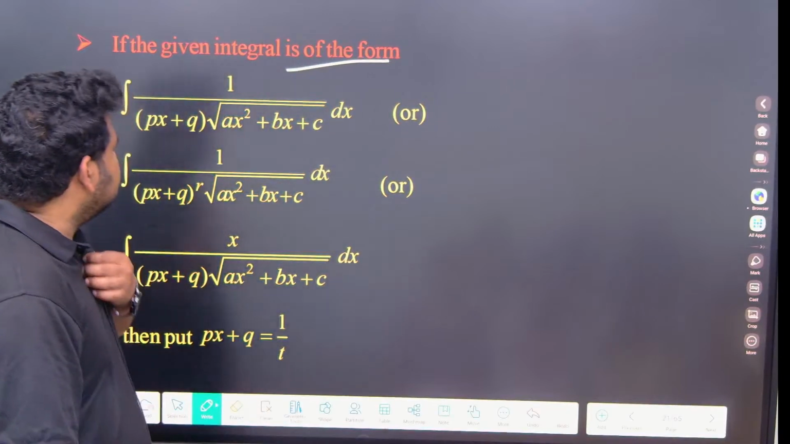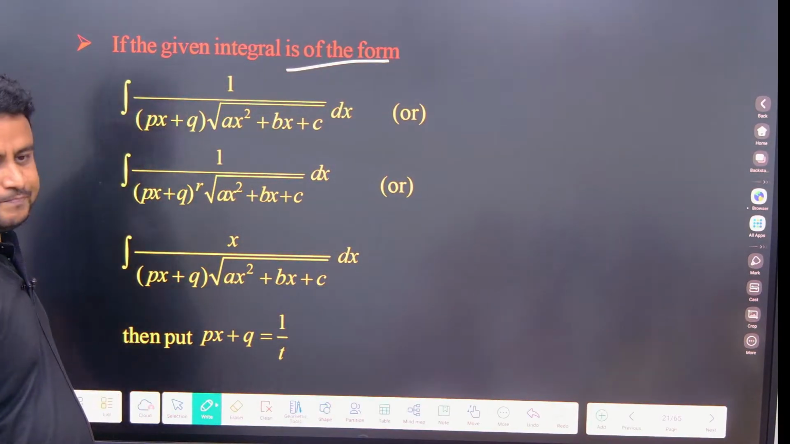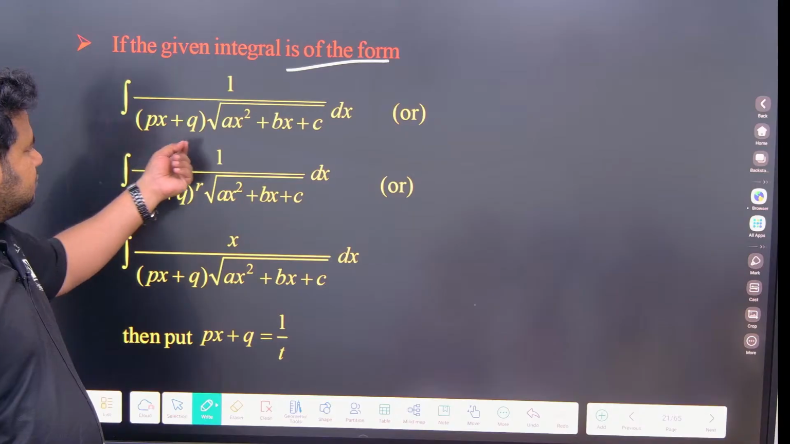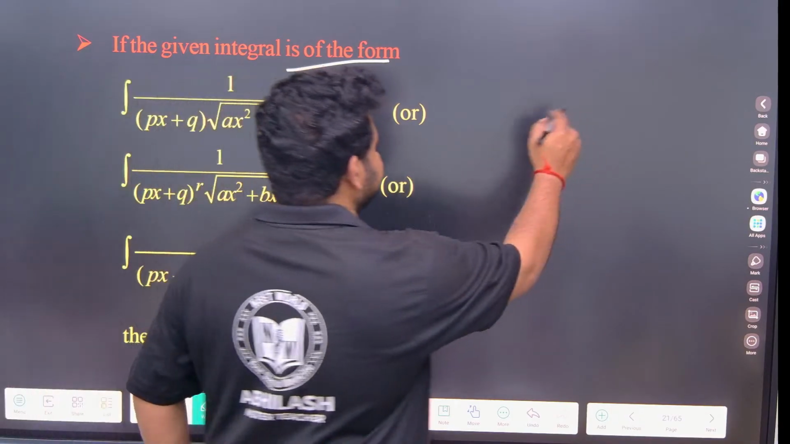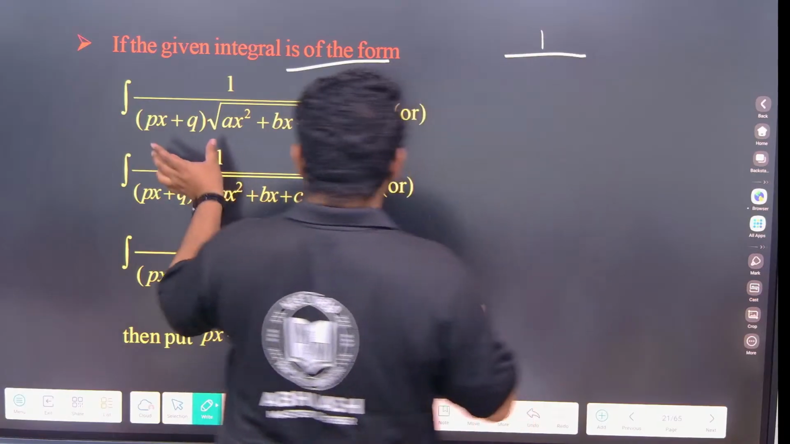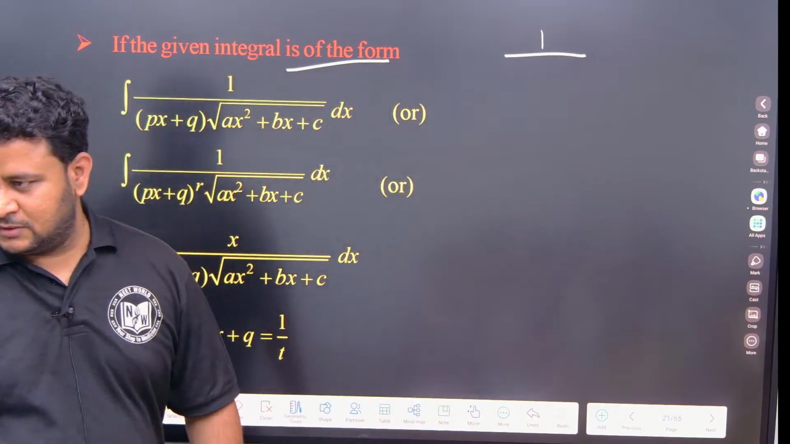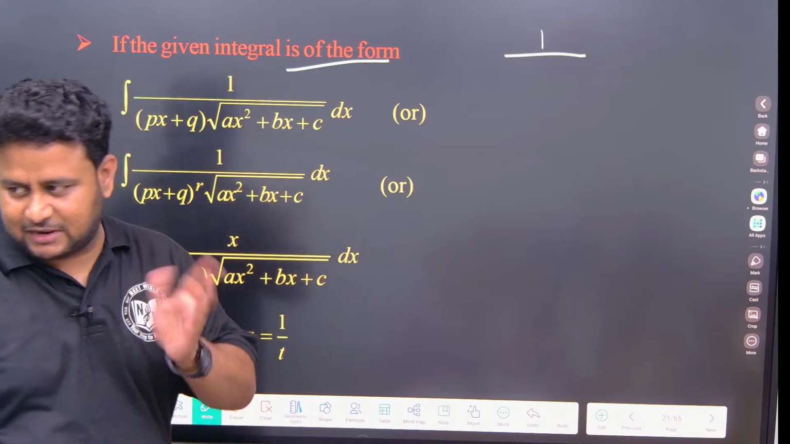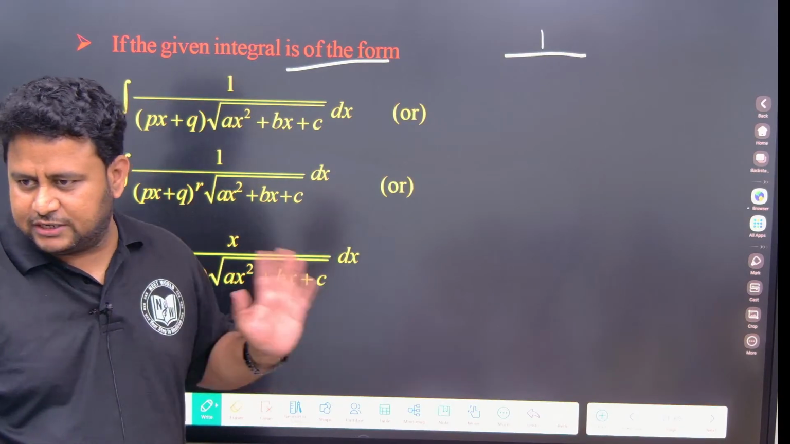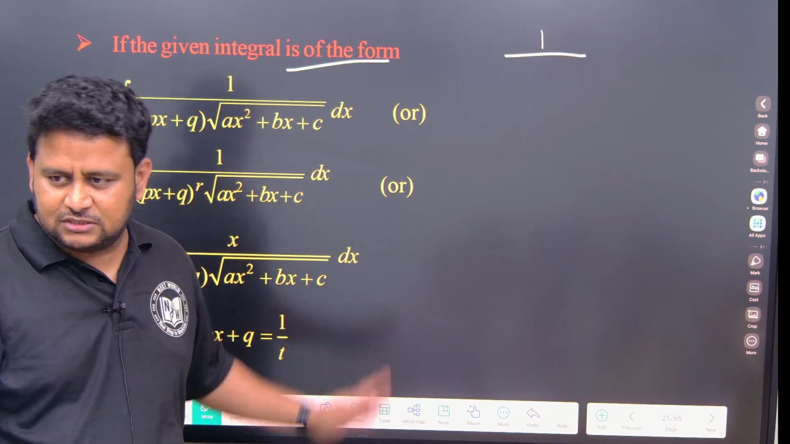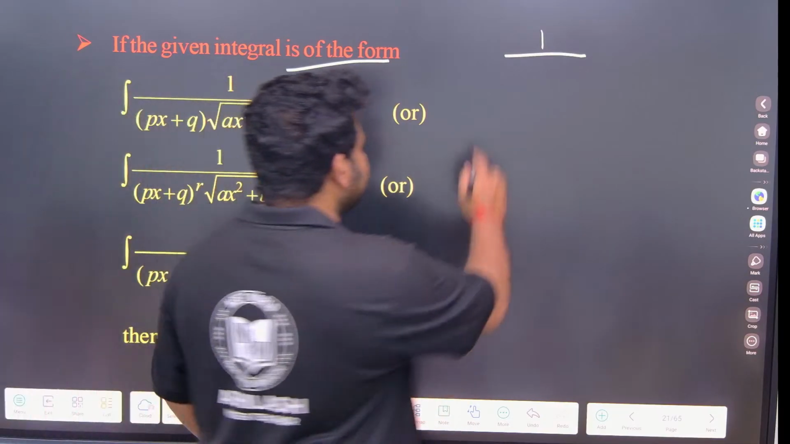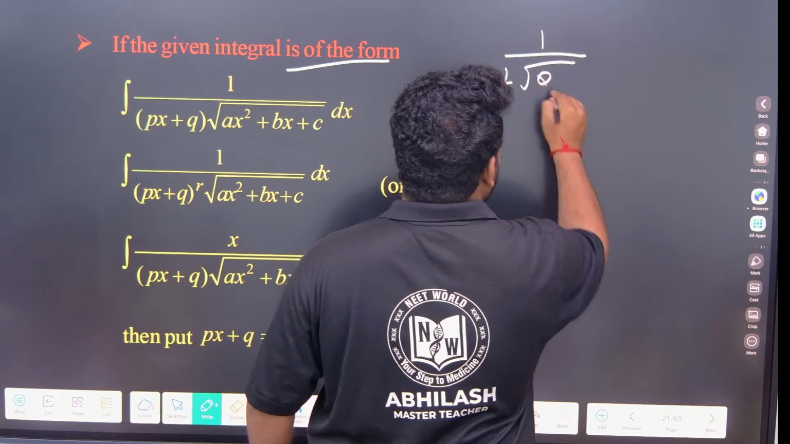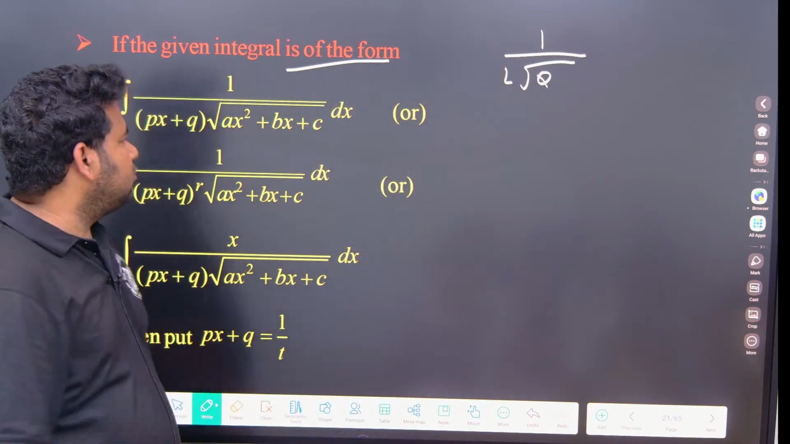So see, if the given integral is of the form 1 by px plus q into square root of this one. Px plus q is of which form? Linear form. This you have done in your board exams, 7 marks. That many steps you should not do here, otherwise you will be solving only the integration question, not other questions. So this will become 1 by linear into quadratic.